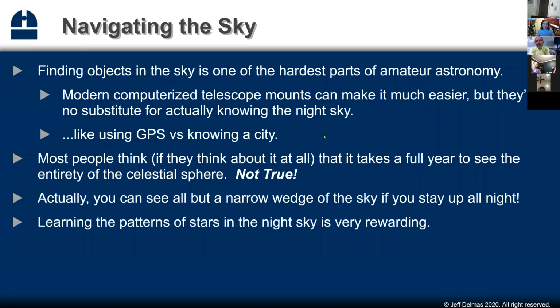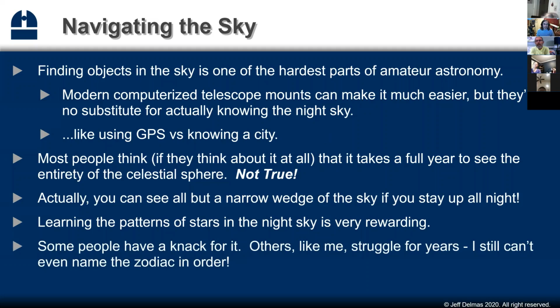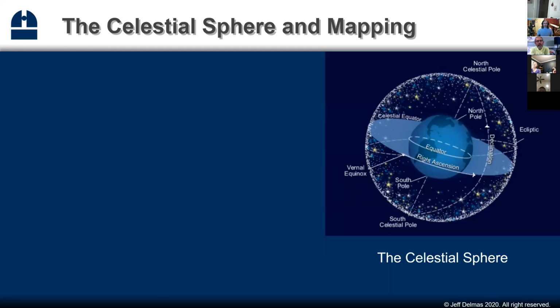Learning the patterns of stars in the night sky is very rewarding on its own. I just enjoy looking, and some people have a real knack for it. Others, like me, struggle for years. And honestly, if I had to write down the Zodiac in order, I would probably fail that test. In the end, it's just a map, just like any other map, a map of a city or a map of the world. And here's how we do it.